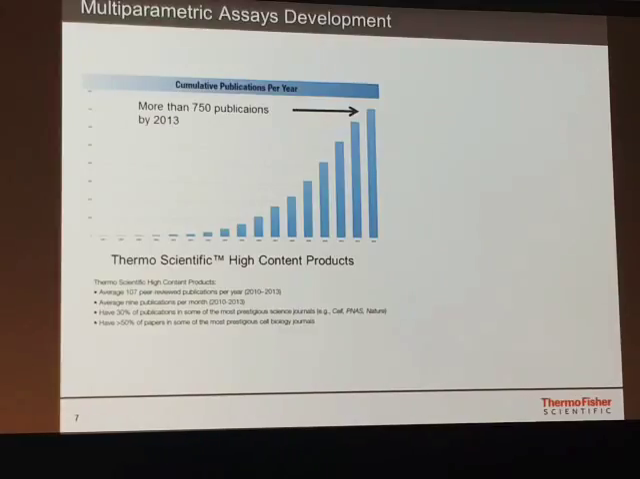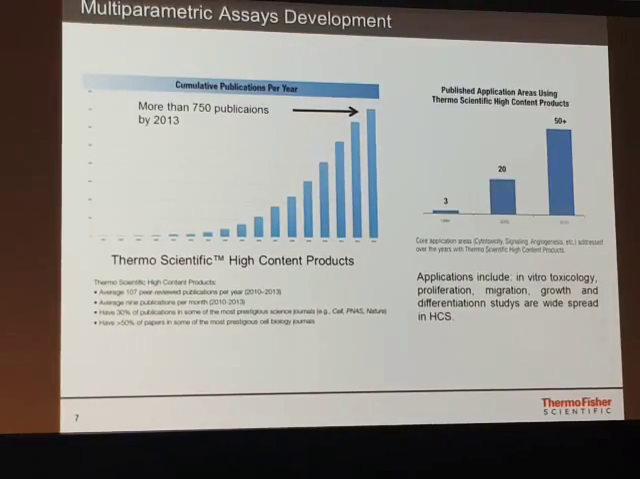Okay? So we can do certain multi-parametric assays, and they have been developed and increased over time really dramatically. We have now, this is a little bit older graph from 2013. By now there are more than 1,000 publications that use that technology. And this is because we establish more and more applications where we can use it.